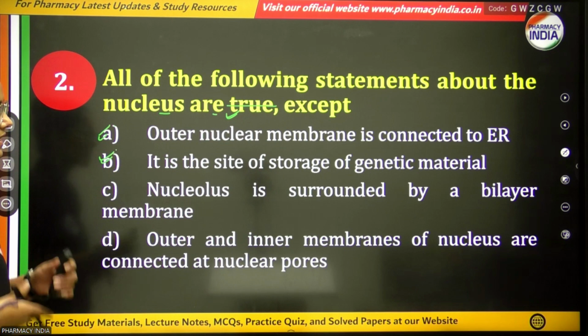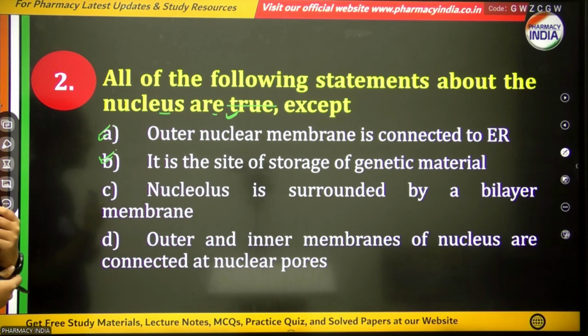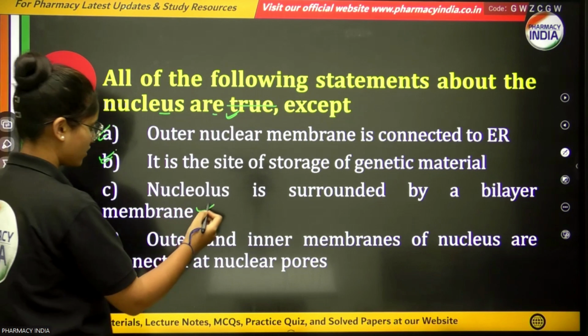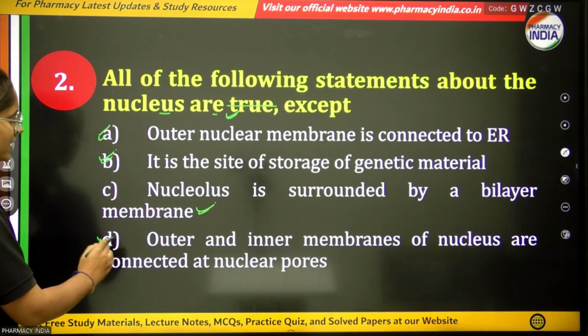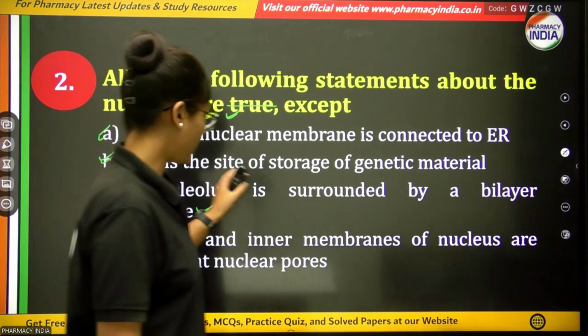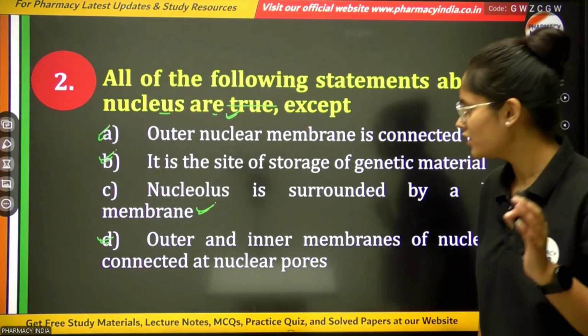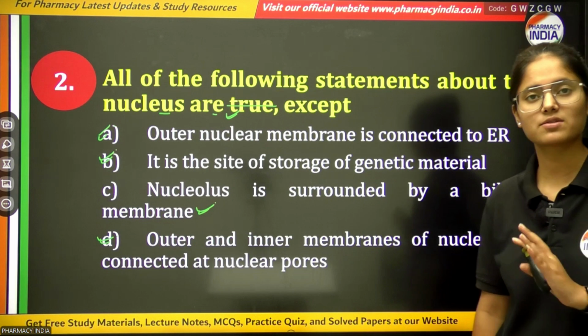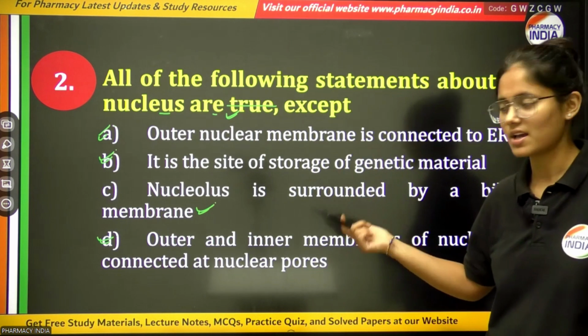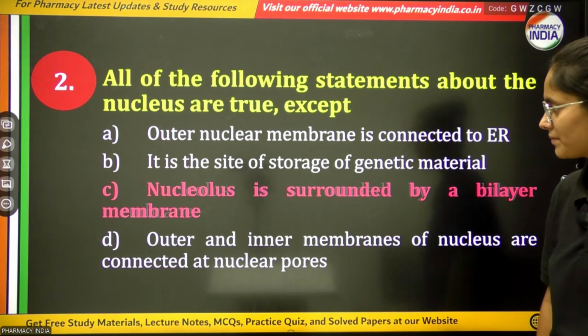Next, nucleolus is surrounded by a bilayer membrane. No, nucleolus is not surrounded by a bilayer membrane. So this will be your correct option. Next is outer and inner membranes of nucleus are connected at nuclear pores. This is also a correct statement about nucleus. But the third option, which is nucleolus is surrounded by a bilayer membrane, is not true regarding your nucleus. So the correct option will be third.